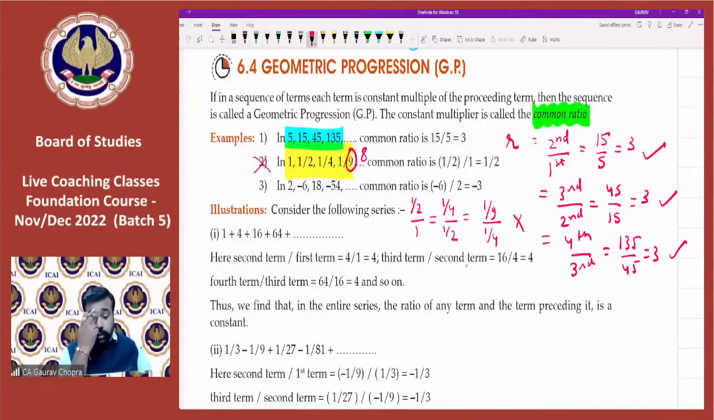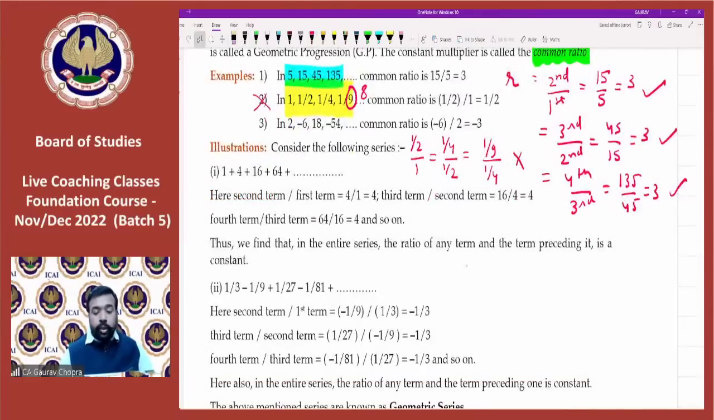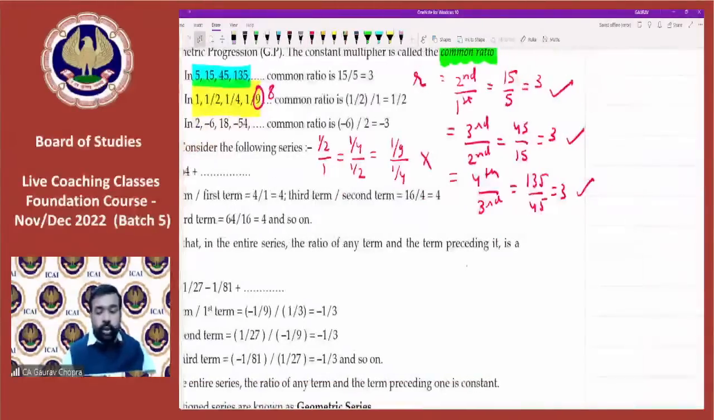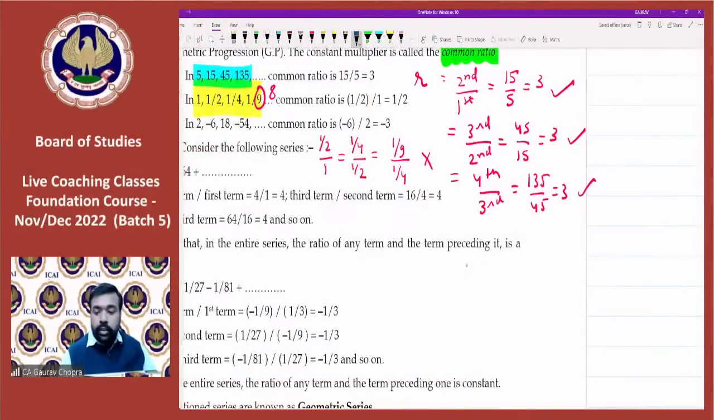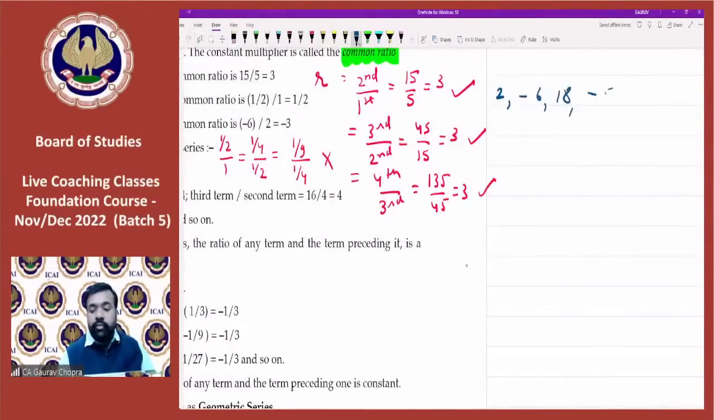All right. Then the third portion. The series is 2, -6, 18, and -54. Now we have to check whether it is GP or not.